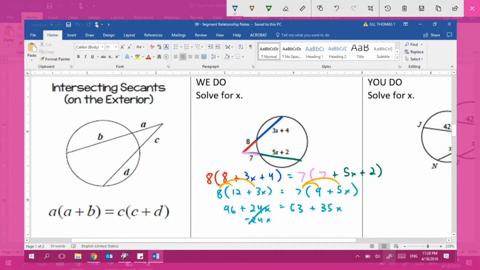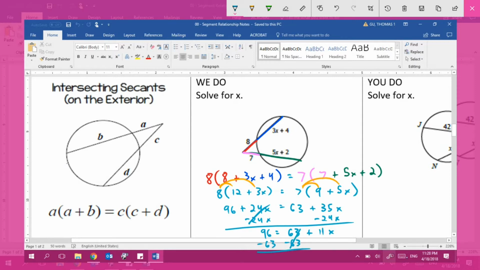All right, now I'm going to subtract 24x from both sides. That cancels that over here. That leaves me with 96 equals 63 + 11x. All right, next I need to subtract 63 from both sides. Bam, that's gone.